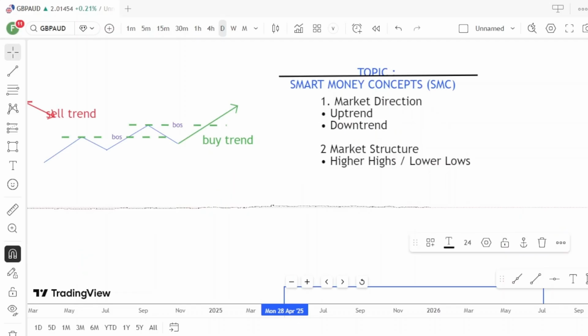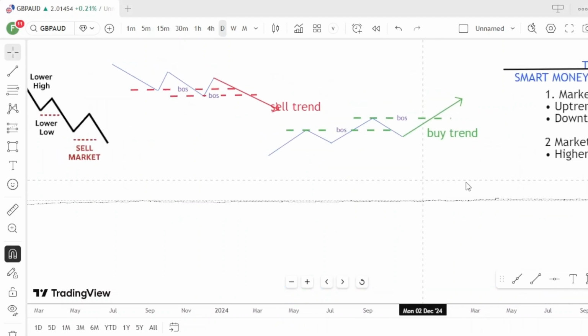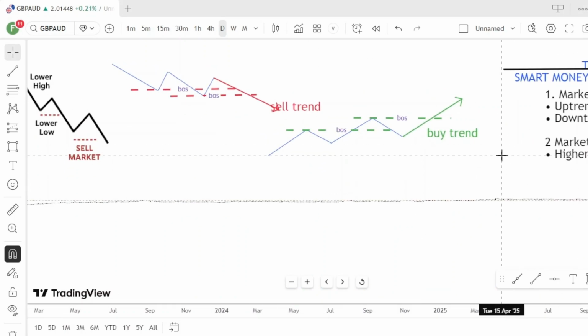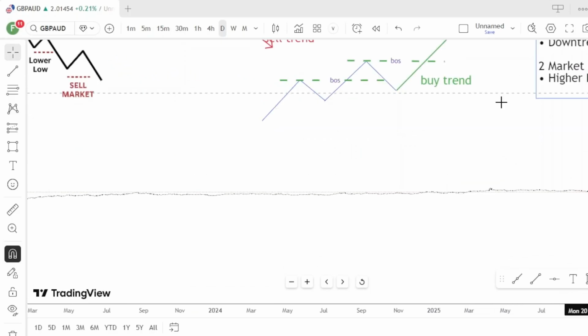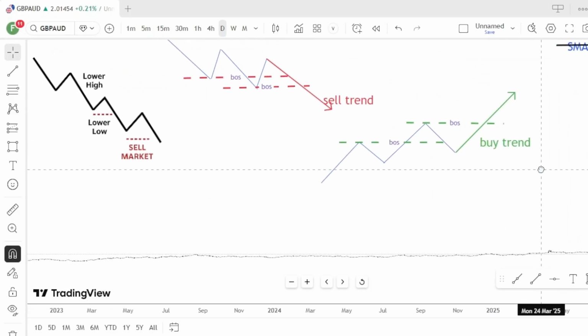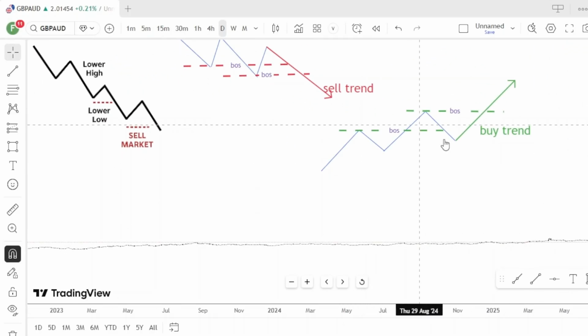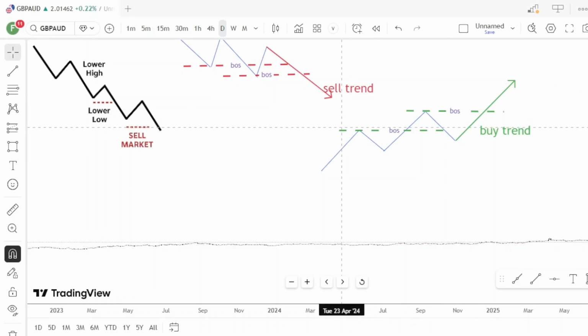Now let's talk about market structure. Market structure is simply how price behaves within that direction. In an uptrend, I want to see a structure breaking highs to the upside, just like the figure you're looking at. Price is breaking structure to the upside. Price creates higher highs, higher lows. You simply mark the BOS so you can see it visibly to avoid confusion.